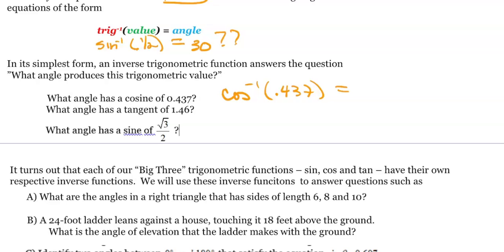Okay? And that's going to give me an angle. So it's going to return an angle. And depending on whether you're in radians or degrees, that's the type of angle that will be returned to you. What angle has a tangent of 1.46? So in the calculator, you would say tan to the -1 of 1.46, and that would return an angle.